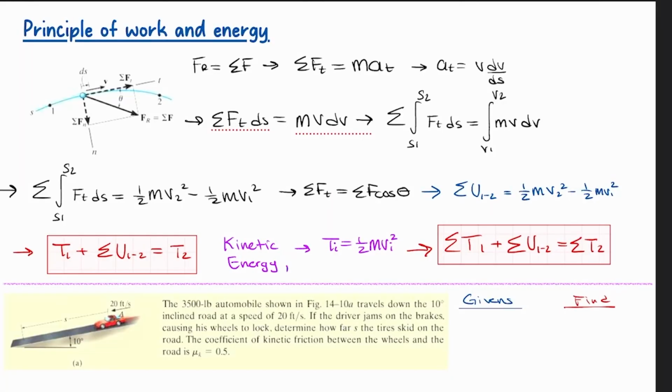Okay, so here we have the principle of work and energy. This is what comes next after we learn about work. Now that we know what work is, and how every force can be doing work, this is where we get the principle of work and energy.